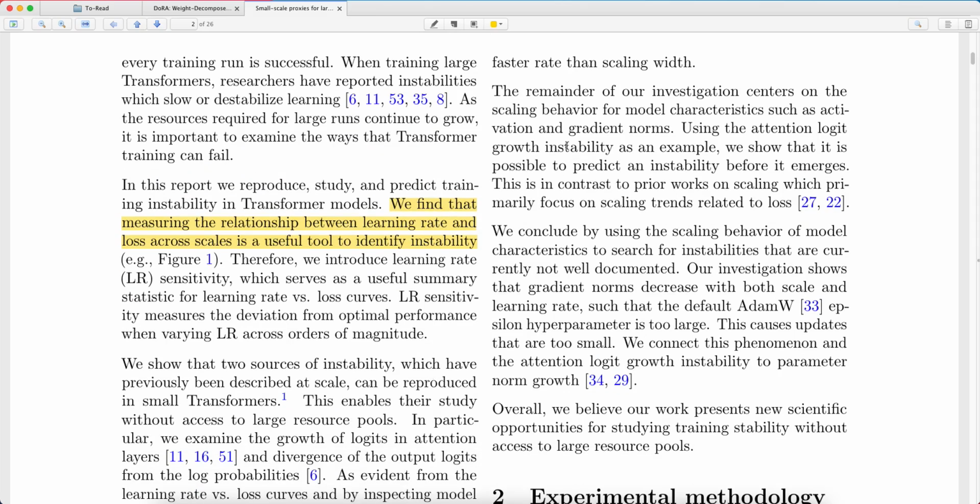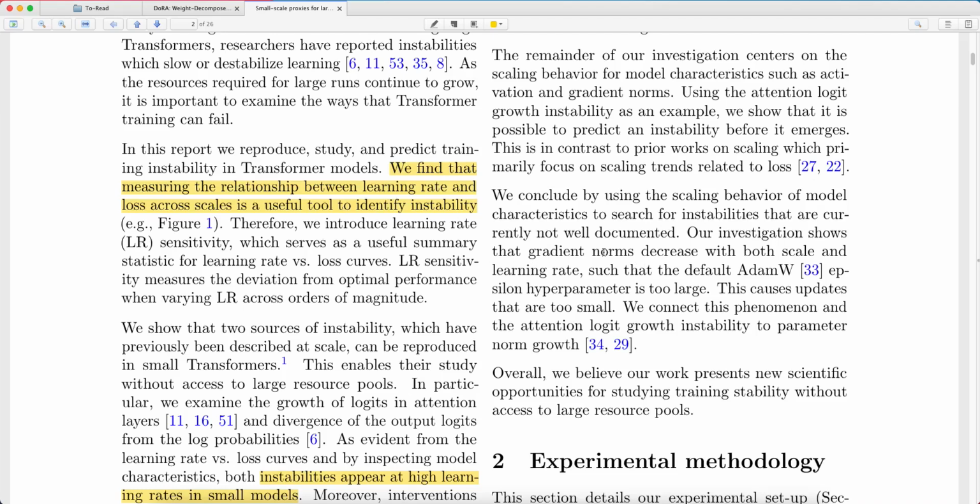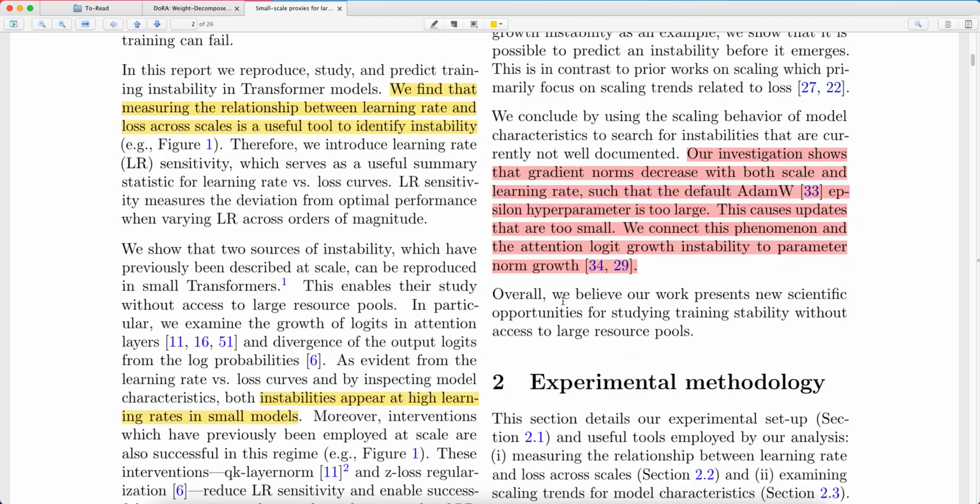Okay, it is possible to predict an instability before it emerges. Our investigation shows that gradient norms decrease with both scale and learning rate, such that the default AdamW epsilon hyperparameter is too large. This causes updates that are too small. We connect this phenomenon and the attention logit growth instability to parameter norm growth. So that I don't really understand, so we'll come back to that. Overall, we believe our work presents new scientific opportunities. Cool.